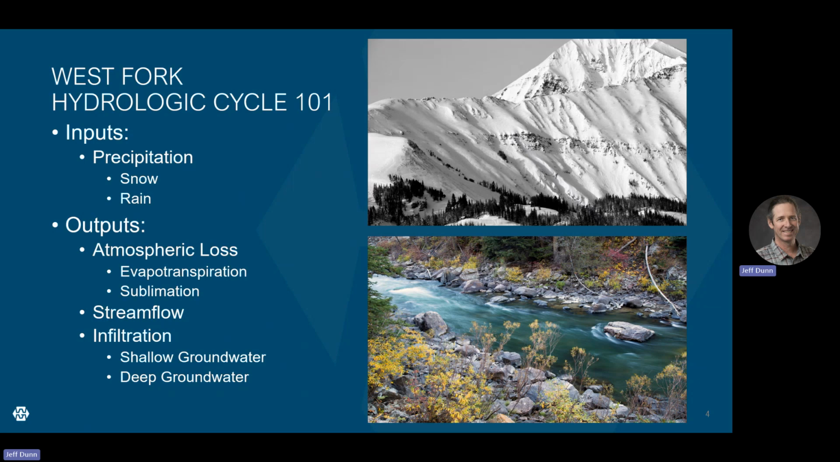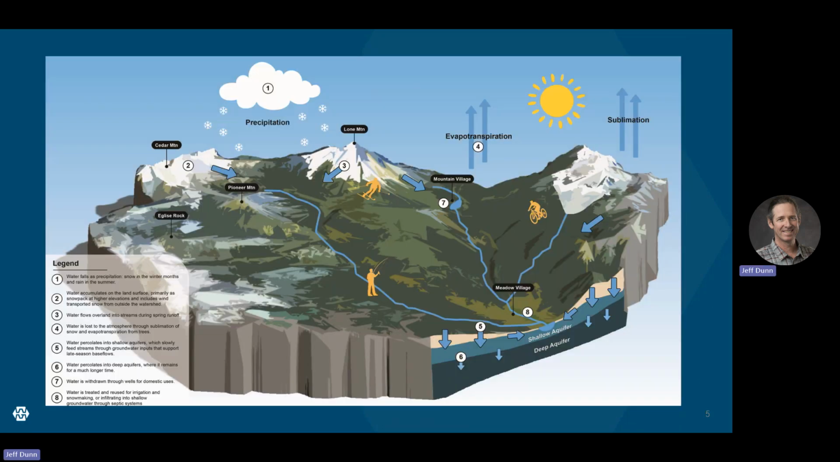All right, the West Fork Hydrologic Cycle 101. Our inputs include precipitation in the form of snow and rain. Outputs include atmospheric loss, such as evapotranspiration and sublimation, our stream flow, and our infiltration with shallow groundwater and deep groundwater. Here is a schematic showing these processes occurring on the landscape: precipitation coming in, evapotranspiration and sublimation going back into the atmosphere, and the shallow and deep aquifer inputs down here.